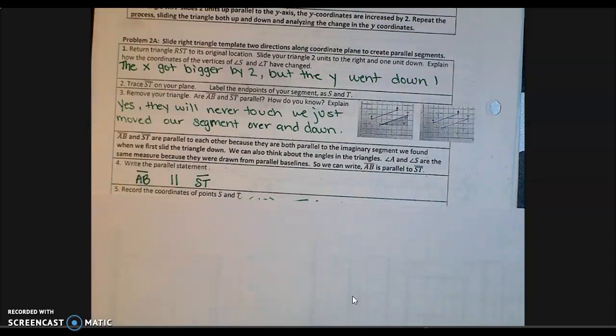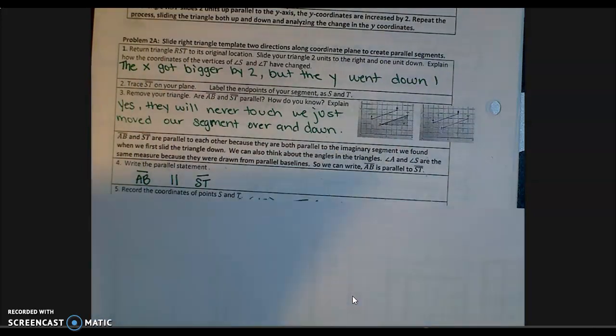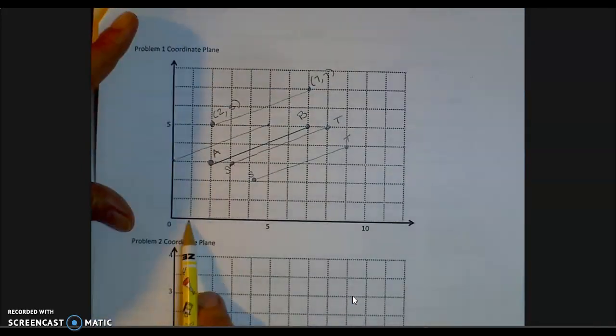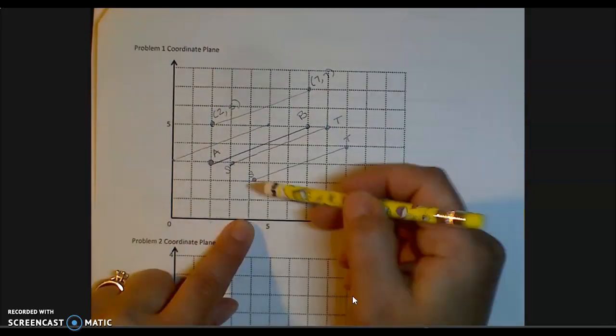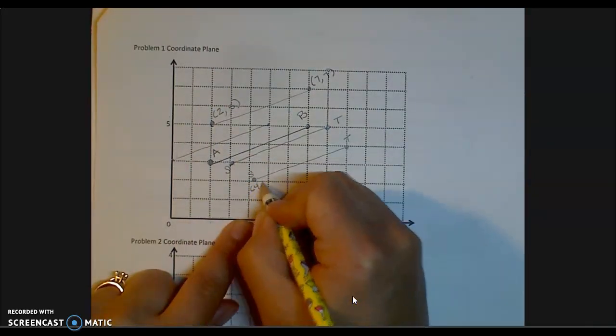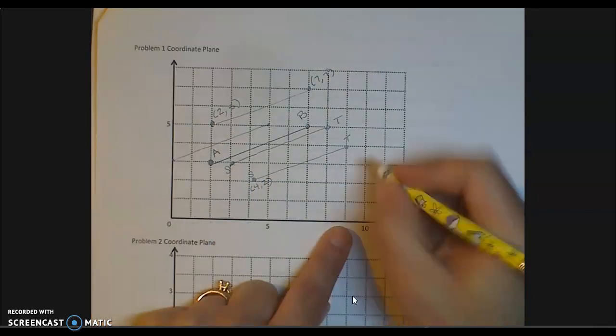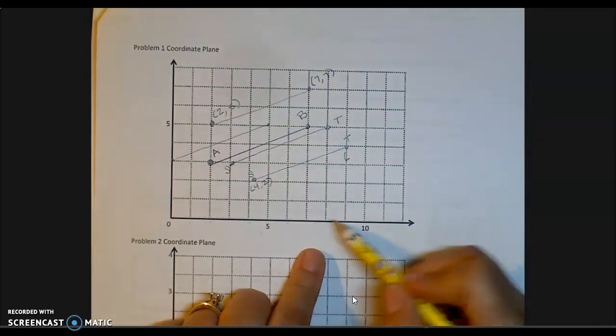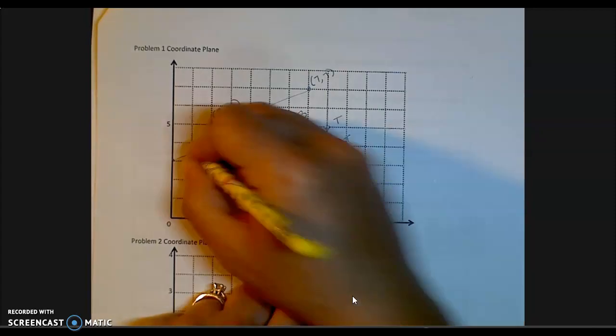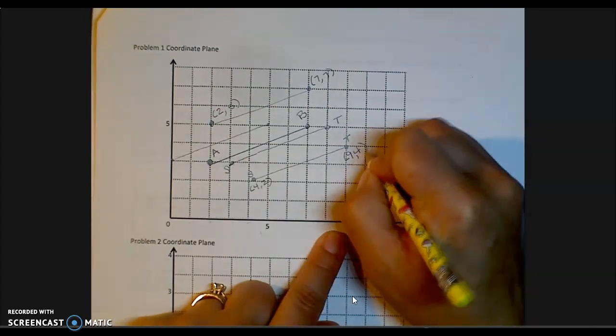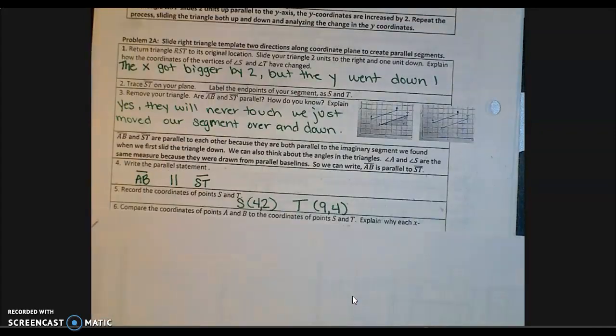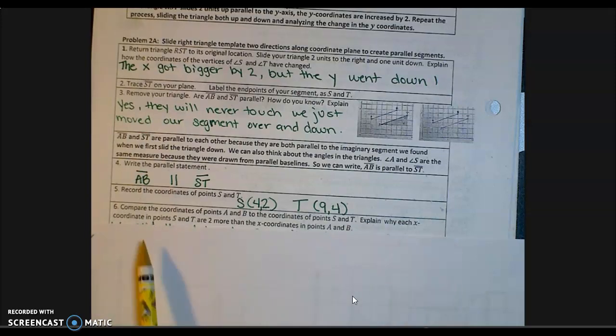So we need to record the new coordinates of S and T. So here we have 1, 2, 3, 4, 1, 2. So S is 4, 2. And T, here's 5, 6, 7, 8, 9. And it is 4, 9. Compare the coordinates of A and B to the coordinates of S and T. Explain why each x-coordinate in points S and T is 2 more than the coordinates in A and B.